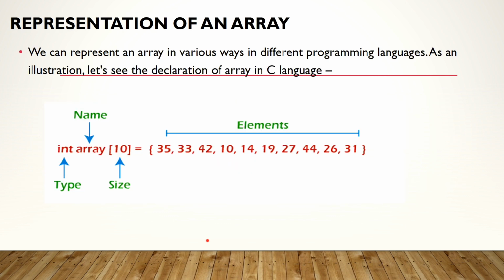Then we will come to the representation of the array. We can represent an array in various ways in different programming languages. As an illustration, we will see the declaration of array in C language. From this diagram, we can say that first of all, the index starts with 0. Here we can see the array's length is 10, which means we can store 10 elements. Each element in the array can be accessed via its index.